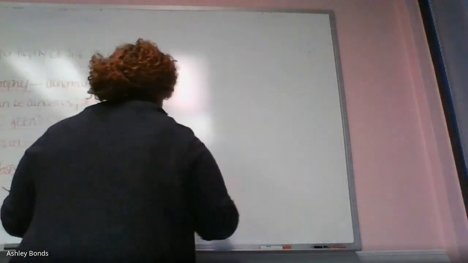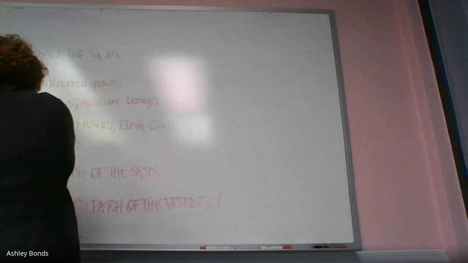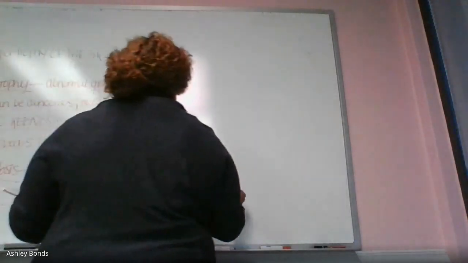So what is another name for a keratoma? You see it a lot on people's feet. The corn. Not a corn, the other C word. Callus.